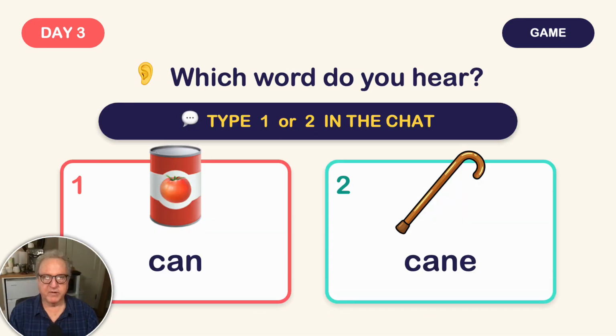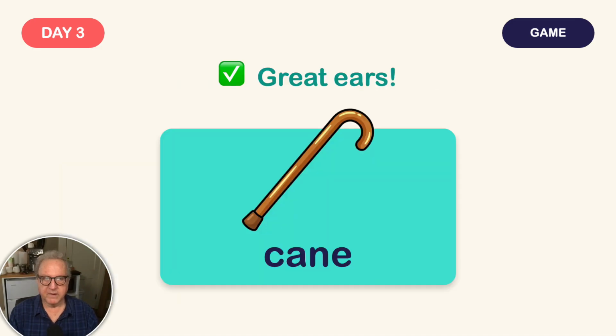Now let's check your ears. I'll say one of these two words, and you tell me which one you hear. Number 1 or number 2. Listen carefully. I'll just say it one time. Cane. Which one do you hear? 1 or 2? And the answer is cane. Great ears. I think you got it, right? Excellent job.